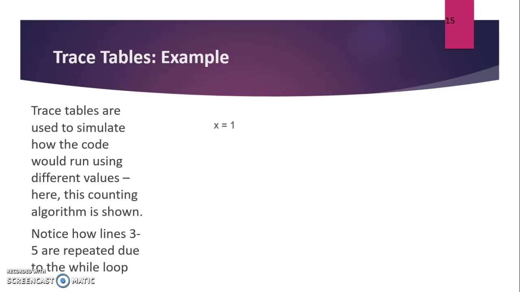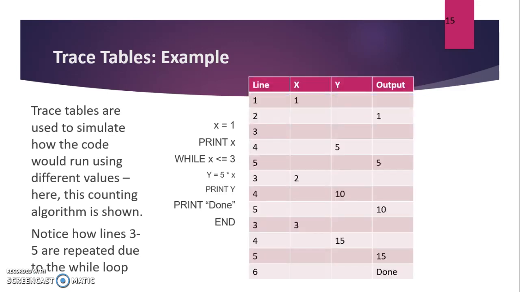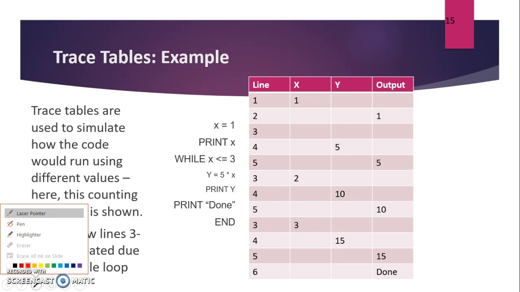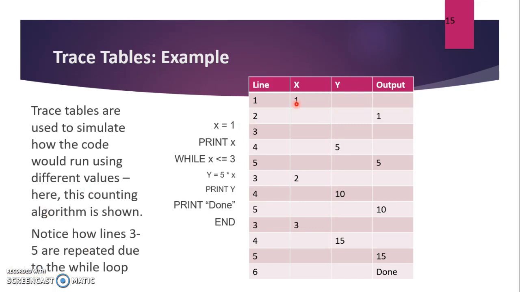So this is a counting algorithm, where we say x is 1, we then print x, but while x is less than or equal to 3, then y is 5 lots of x, and we're going to print y. Then we're going to print done. So in this trace table, we're using test values, and that's not very clear. It will be a bit clearer in the next videos, but we're using test values of x as being 1, 2, and 3.